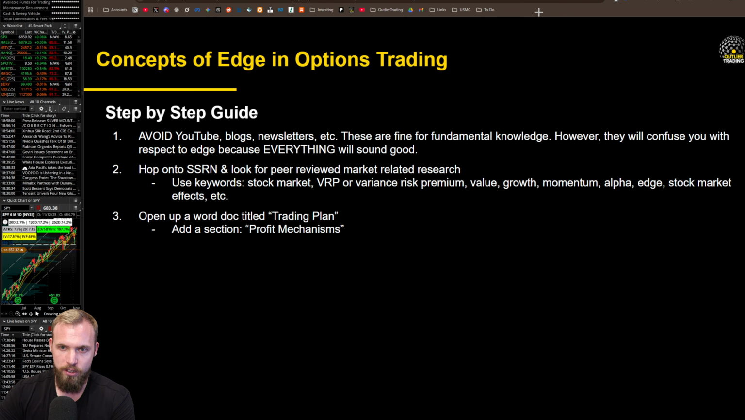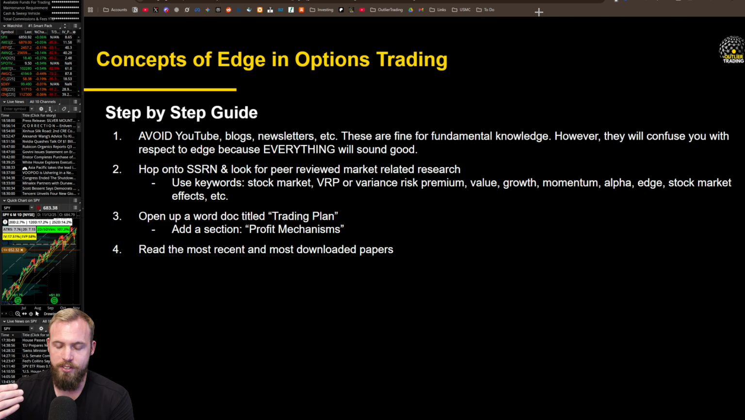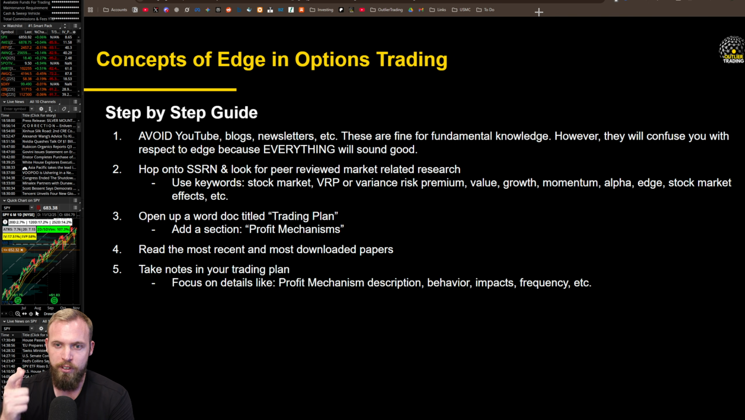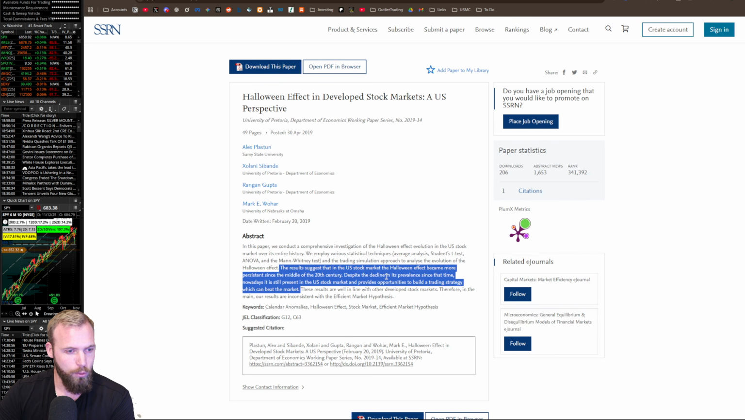So as you're conducting this research, create a trading plan. In that trading plan, you're going to take notes. You're going to focus on the most recent and most downloaded papers. From there, you want to actually add details for you to follow up on and explore more deeply. So think about creating just a quick description of the profit mechanism, the behavior that it exhibits, what impacts it has, what the frequency is. So again, for example, with the Halloween effect, we can answer all of those questions by reading this paper.